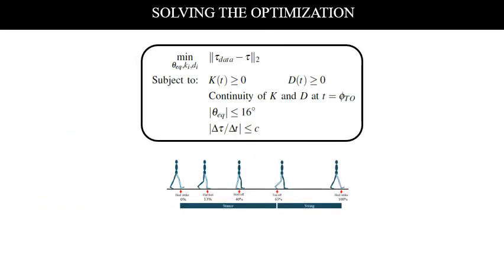We then create an optimization problem where we minimize the difference between human torque data and the torque from an impedance controller. We also have some continuity constraints on the stiffness functions and the damping functions. Here, our stiffness and damping functions are polynomials during the stance phase, and they are constant during the swing phase.